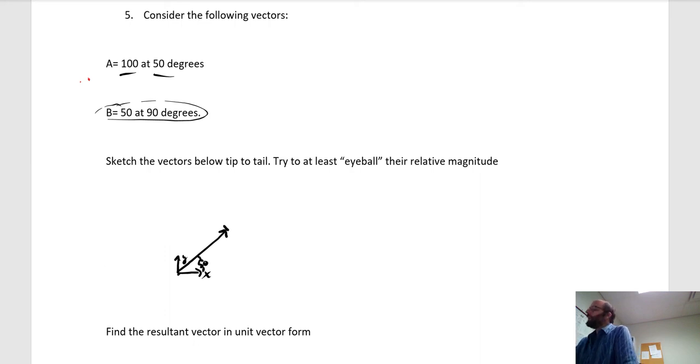You start here. Imagine, and you can even draw it if you want, a little coordinate system, like a little XY. Now go to 90 degrees and draw a vector 50 units long. 50 units long should be half the length of this one. Once you draw that, then you can draw the resultant and make darn sure your resultant starts here and ends at your endpoint.